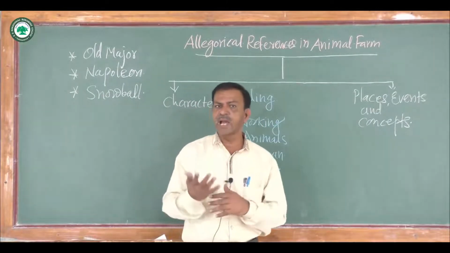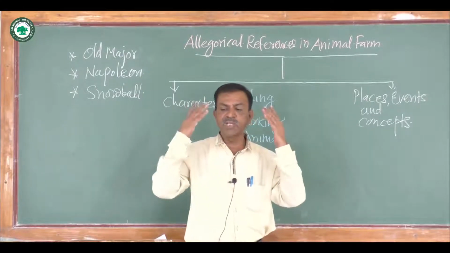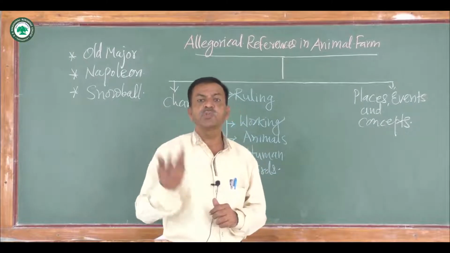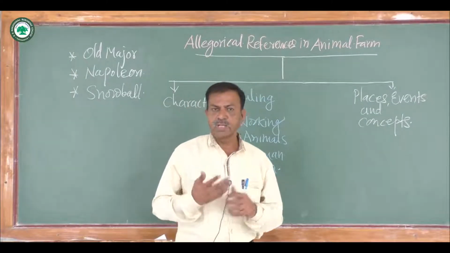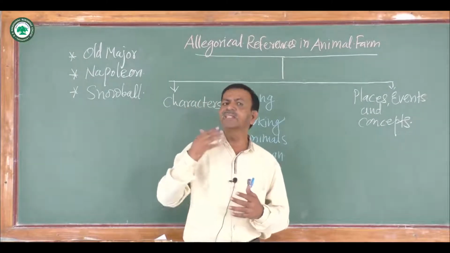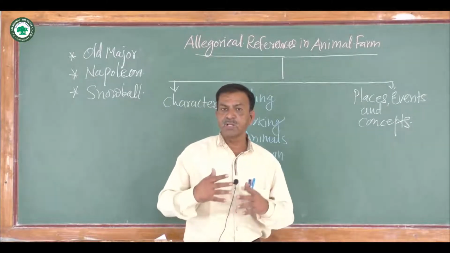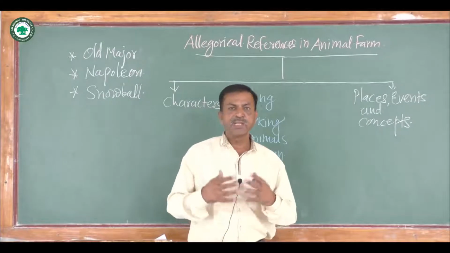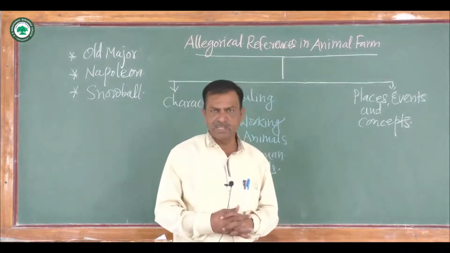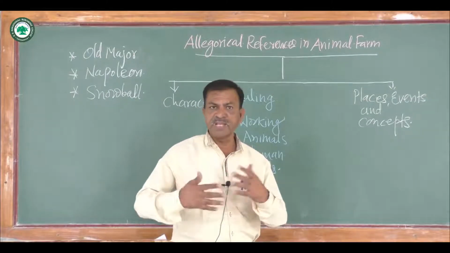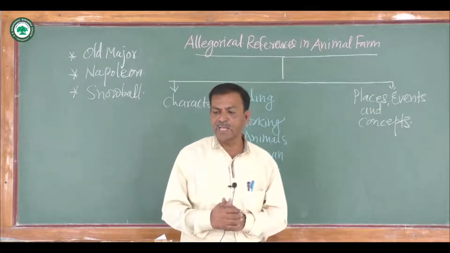Then the next character is Snowball, who is a good character. He is a good organizer. He is very intelligent, and he gives stress to education. He is brave as well. He has great interest in modernization, and he wants to build a windmill for the sake of the animals, or to make the animals' life very healthy.